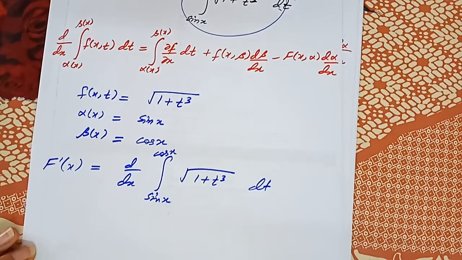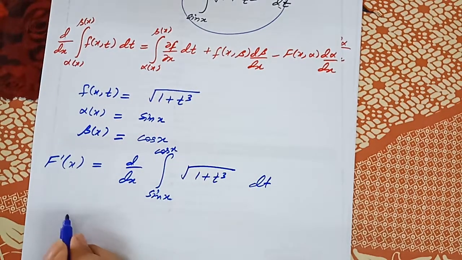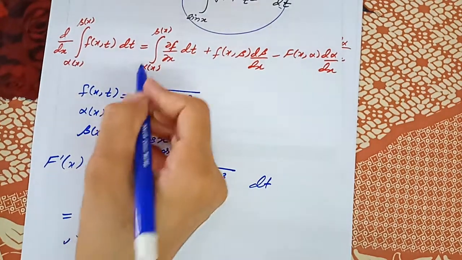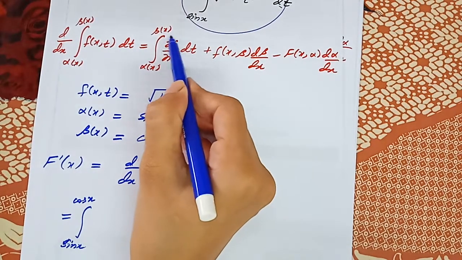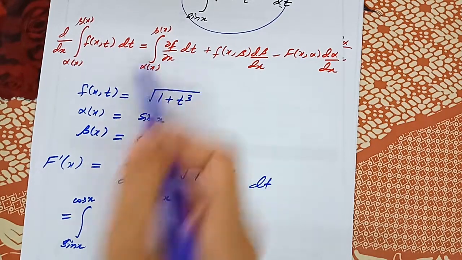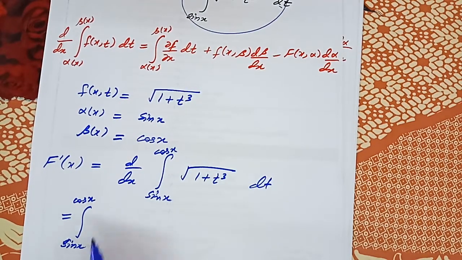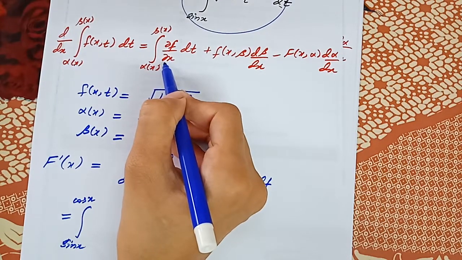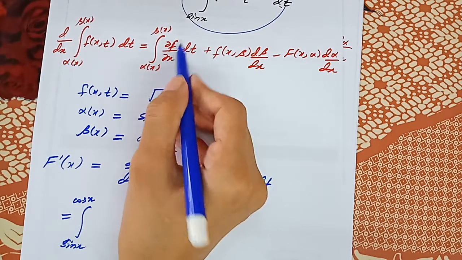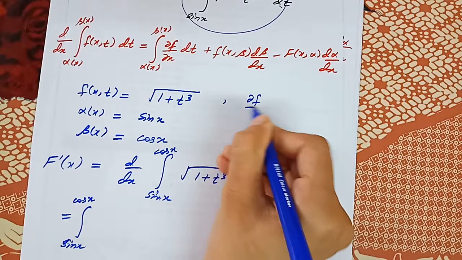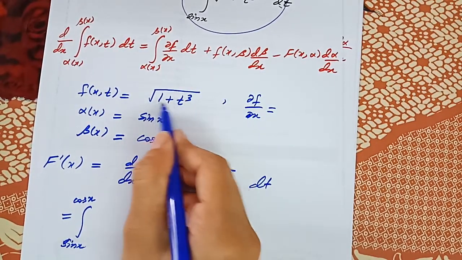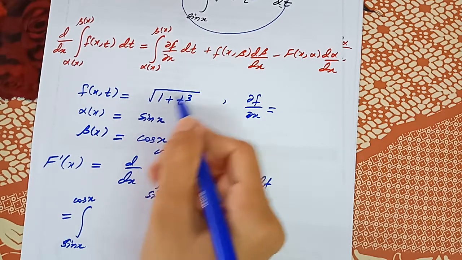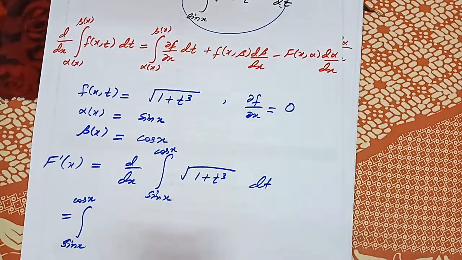Now let's use this rule. If you use this rule, you have to do integration from alpha of x to beta of x, that is sine of x to cosine of x. And for the derivative of f with respect to x, we need partial f over partial x. Do you see any x variable here? We don't have any x variable here. So the derivative is going to be 0.